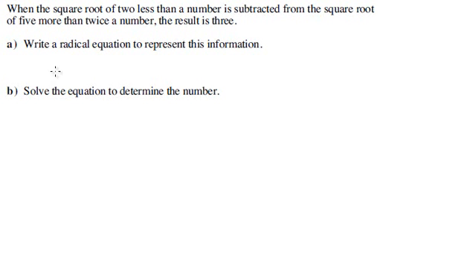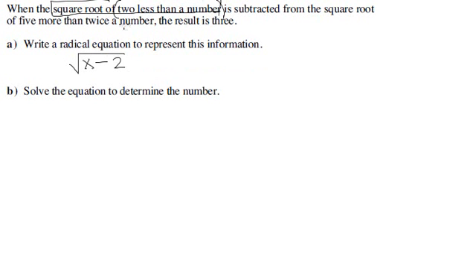Another radical equation, but this time in code. When the square root of 2 less than a number, okay, start small, 2 less than a number, there's a number, there's 2 less than a number. Now they say the square root of that number. Okay, so far, that's the square root of 2 less than a number.